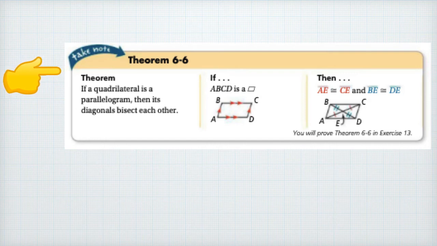So what can you say about these diagonals? Here, these diagonals bisect each other, meaning the point where they intersect creates congruent segments. So look at diagonal AC. The point where they intersect is at point E. Therefore, we can say that AE is congruent to EC, and BE is also congruent to ED.